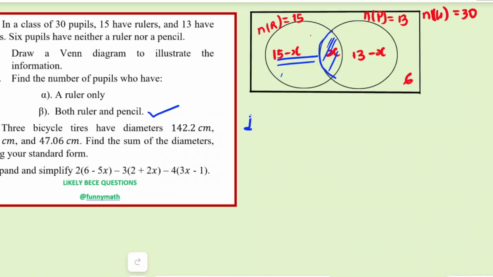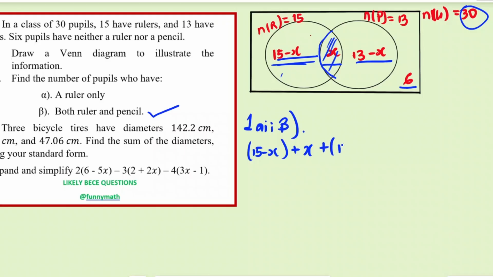That's going to be 1a I beta. So we're looking for those who have both ruler and pencil. And how do we get that? That's very, very simple. We just add this one to this, to this, to that, and we just equate to the total number of students in a class. So we're going to get 15 minus x plus x, this x, plus 13 minus x plus 6, that's the complement. And we are supposed to get 30, the total number of students in a class.